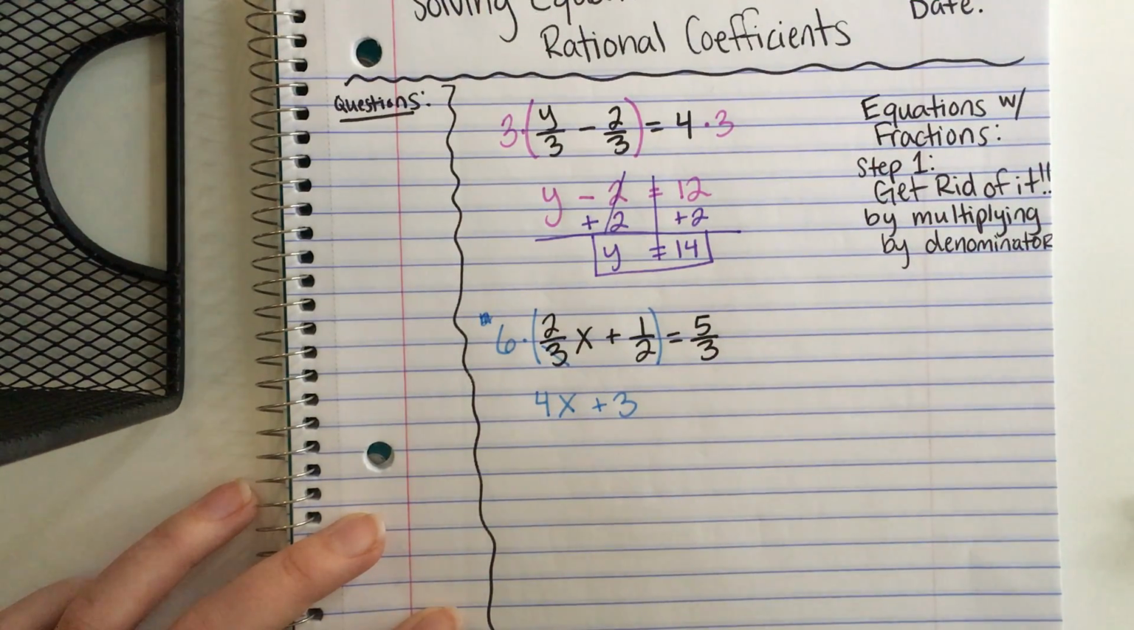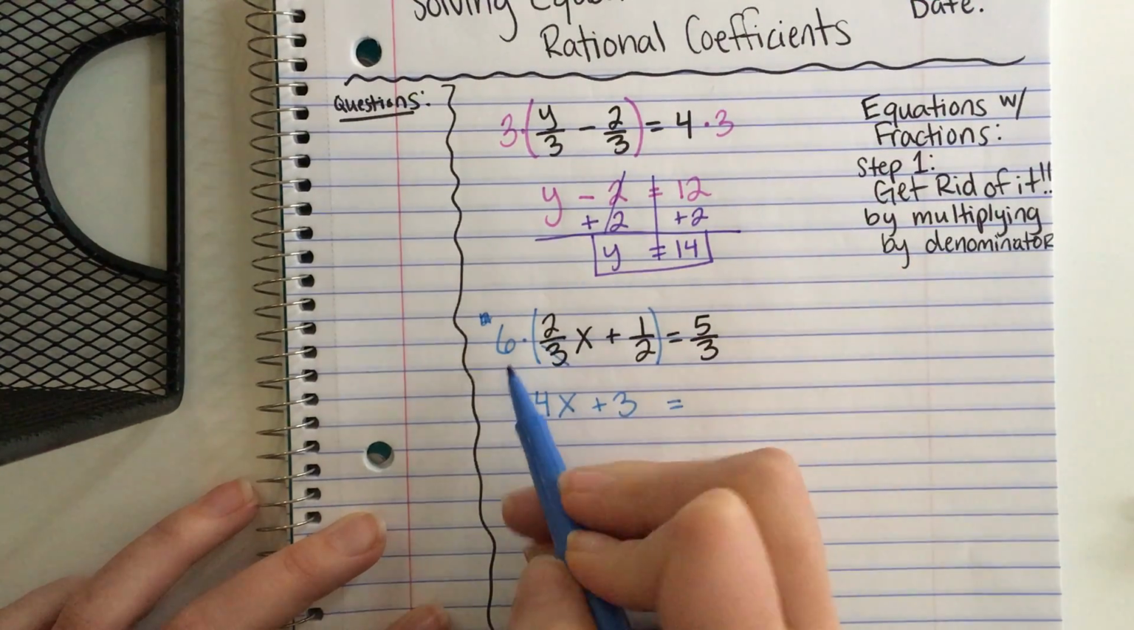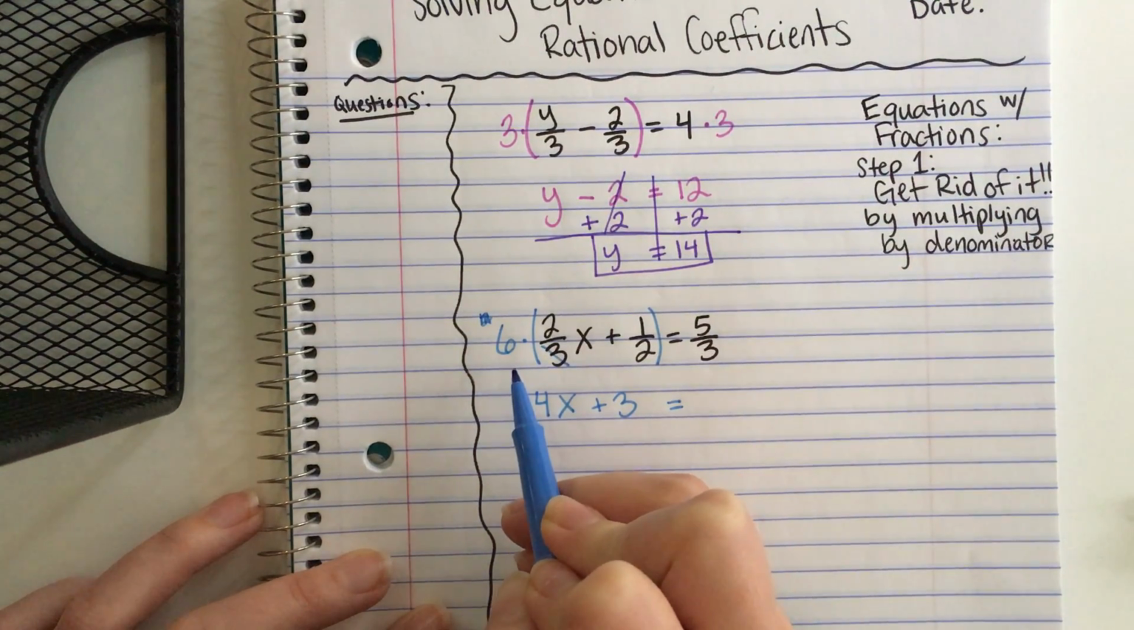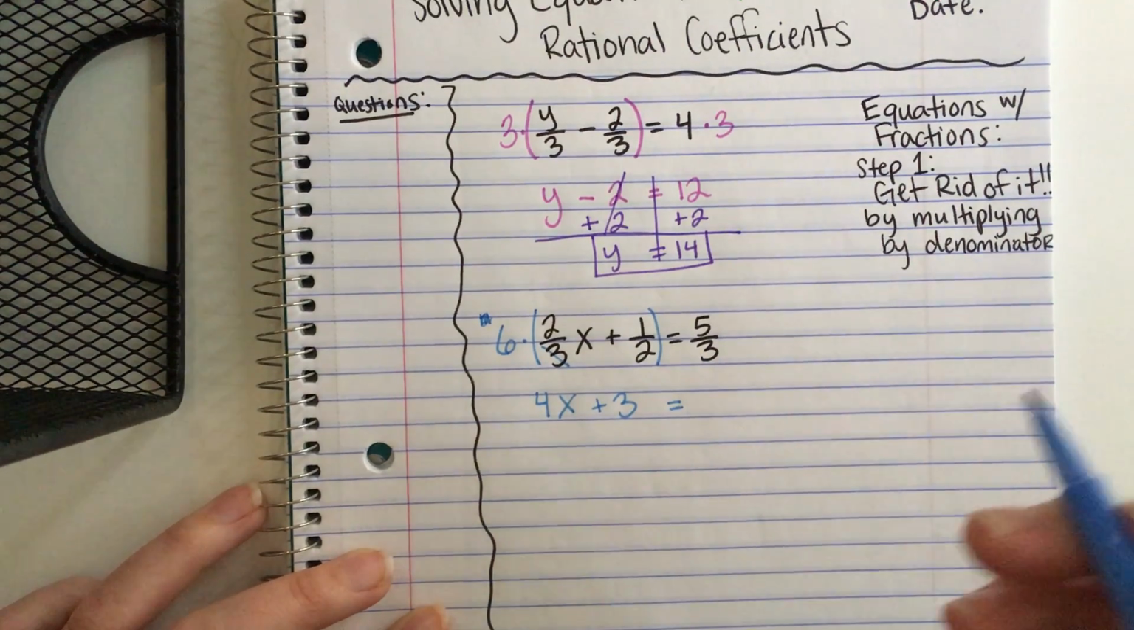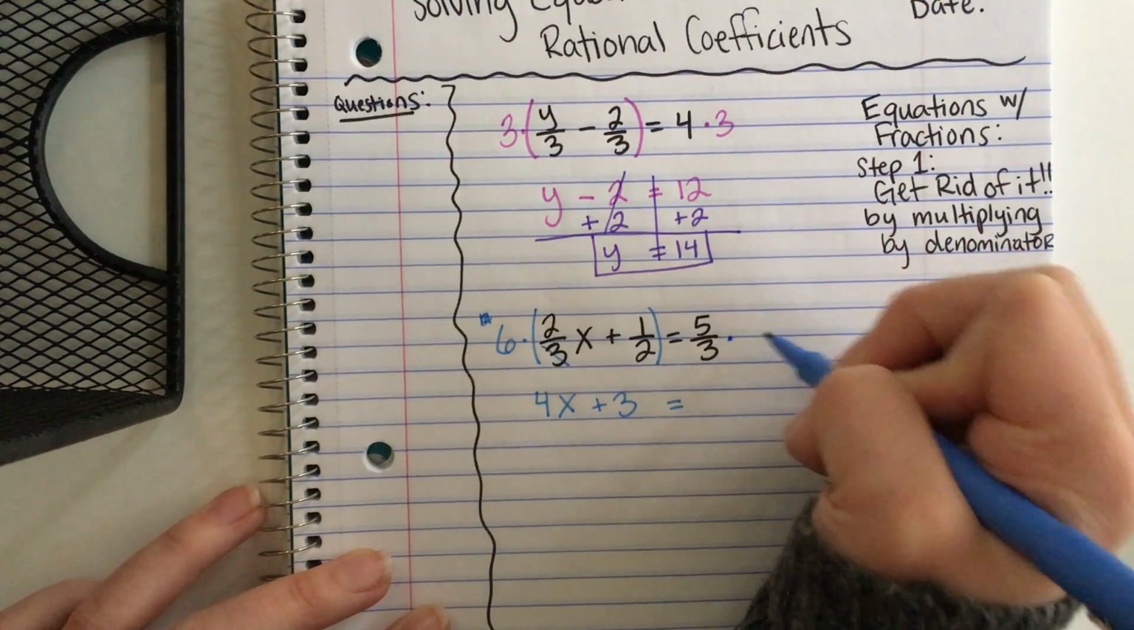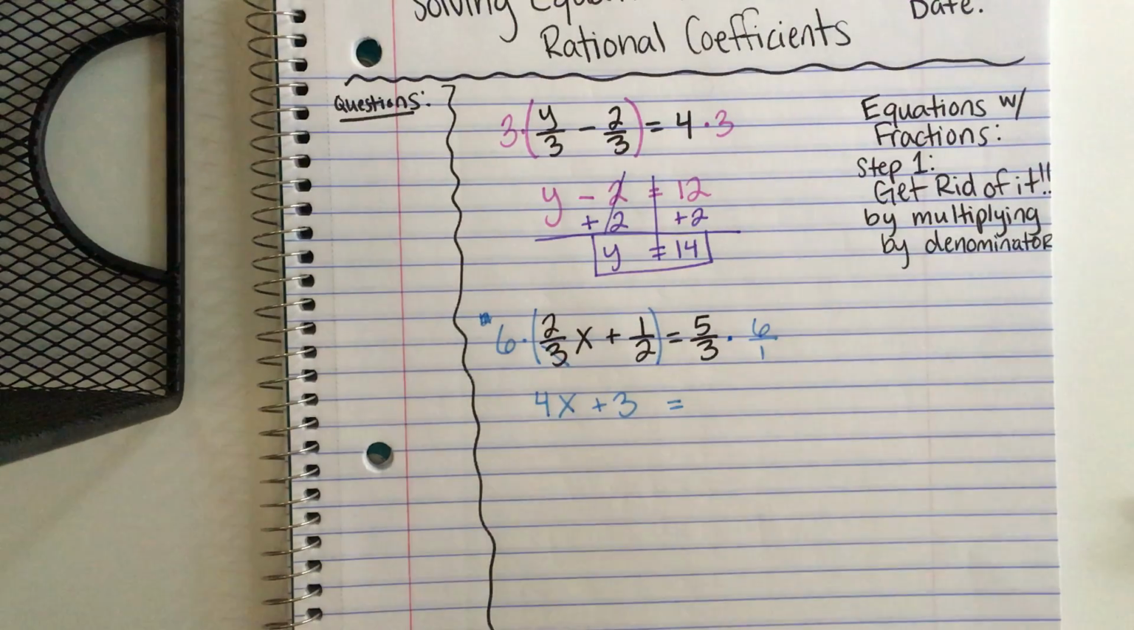And then what do I need to do now? I've multiplied this side by 6. What else do I need to do? Yeah, I've got to multiply this other side by 6 as well. I can write it as 6/1 if I want.